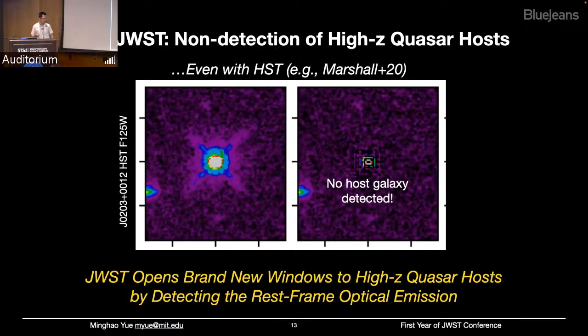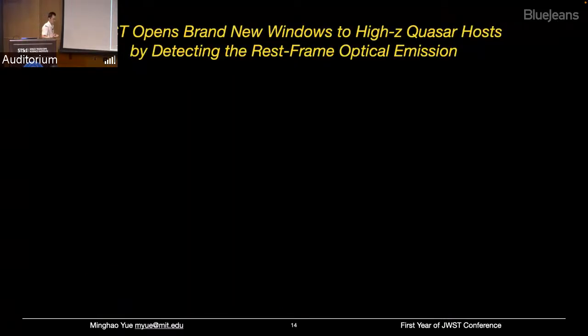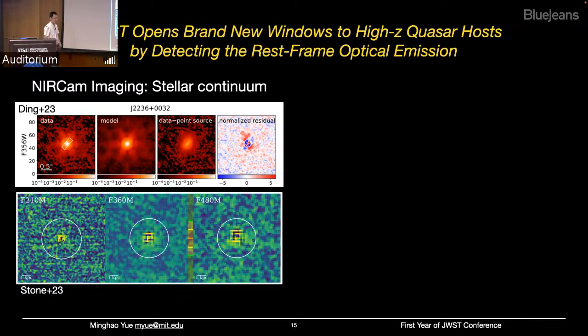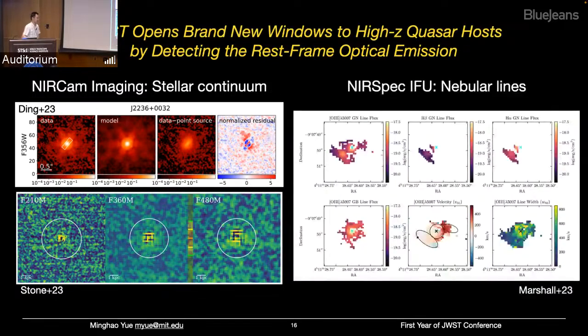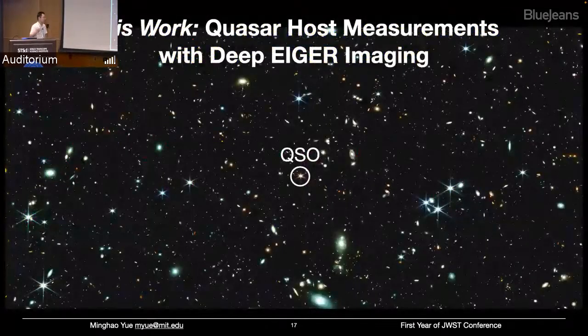It is really not until the launch of JWST that we are able to see the host galaxies of those luminous quasars at redshift 6. So just within 1 year, there have been many breakthroughs in this field. Just a few examples, there have been NIRCam imaging programs that show the stellar continuum of those quasar host galaxies, as well as NIRSpec IFU observations that detect the nebular emission lines of these quasar host galaxies. And in this work, as I said, we are using the deep imaging from the EIGER project to investigate the 6 quasars in our field and the properties of their host galaxies.